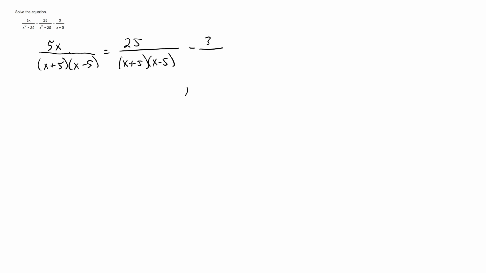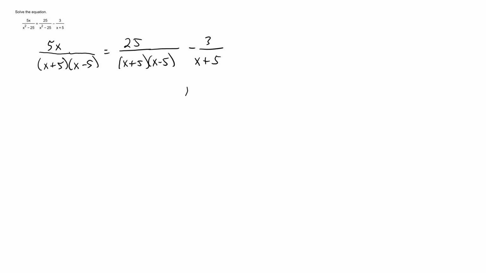So that's what I'm going to do first. I'm going to factor the denominators. So we have 5x over x squared minus 25, which is the difference of two squares, and that'll factor into x plus 5 times x minus 5. And we have 25 over x plus 5 times x minus 5 again. And the last quotient doesn't require any factoring.